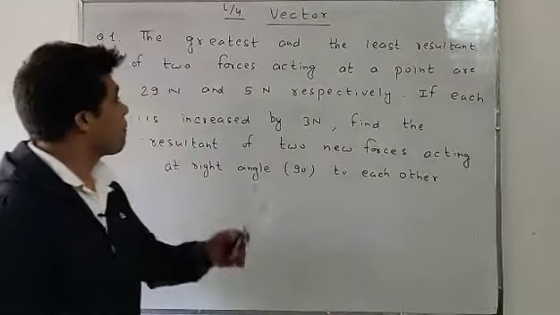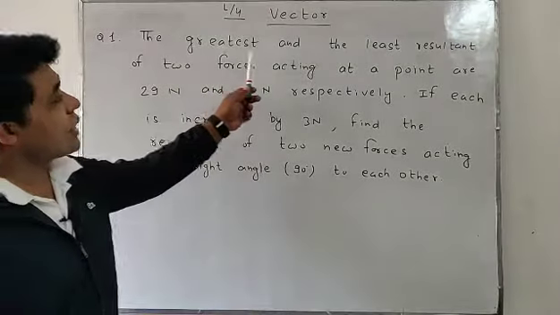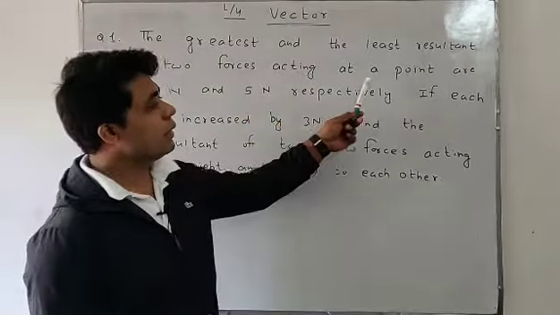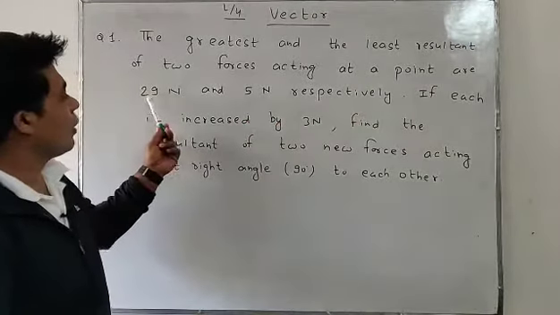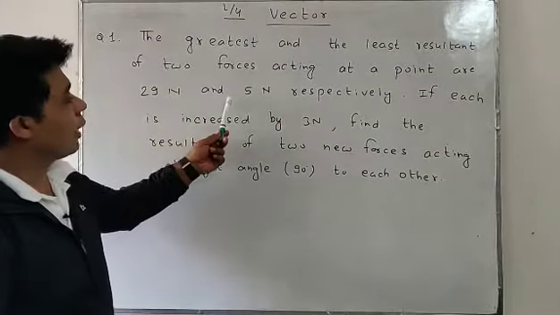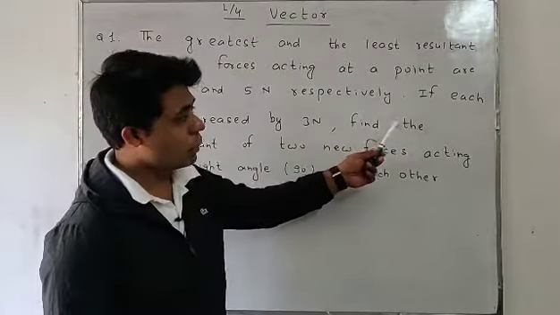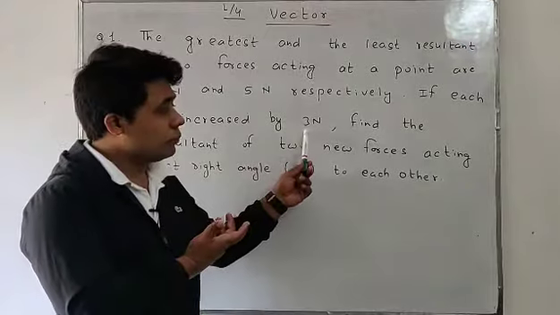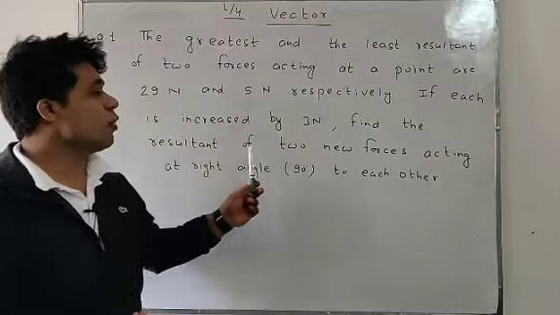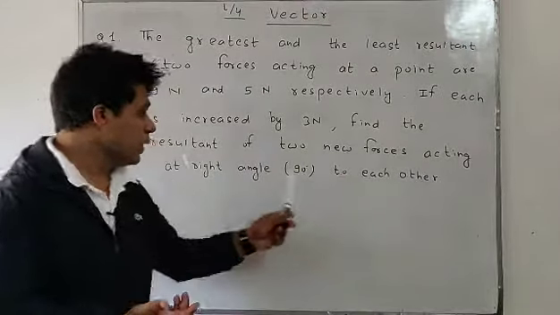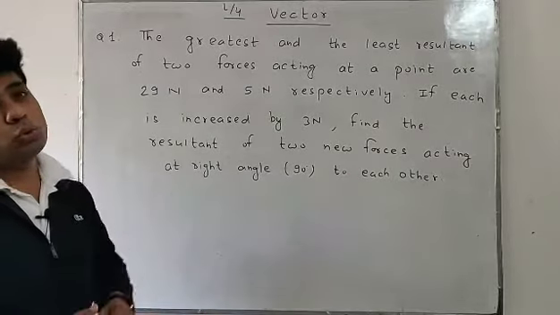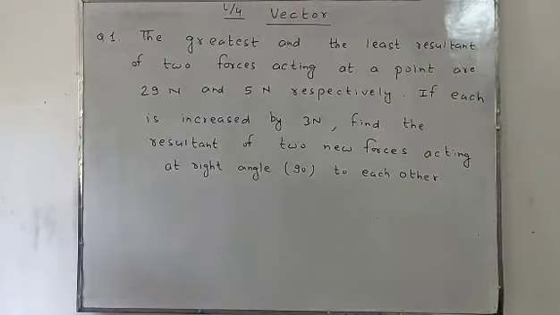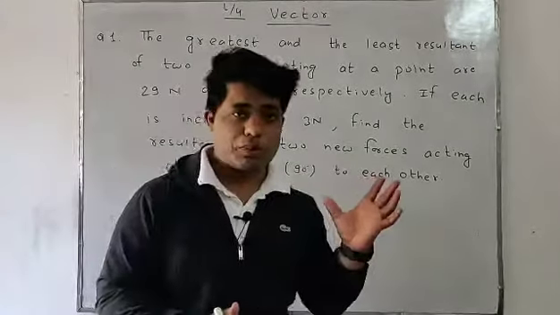Look at students, the greatest and the least resultant of two forces acting at a point are 29 Newton and 5 Newton respectively. If each is increased by 3 Newton, find the resultant of the two new forces acting at right angle to each other. First of all, you can take a screenshot of this question. Now students, I'm going to remove this question.